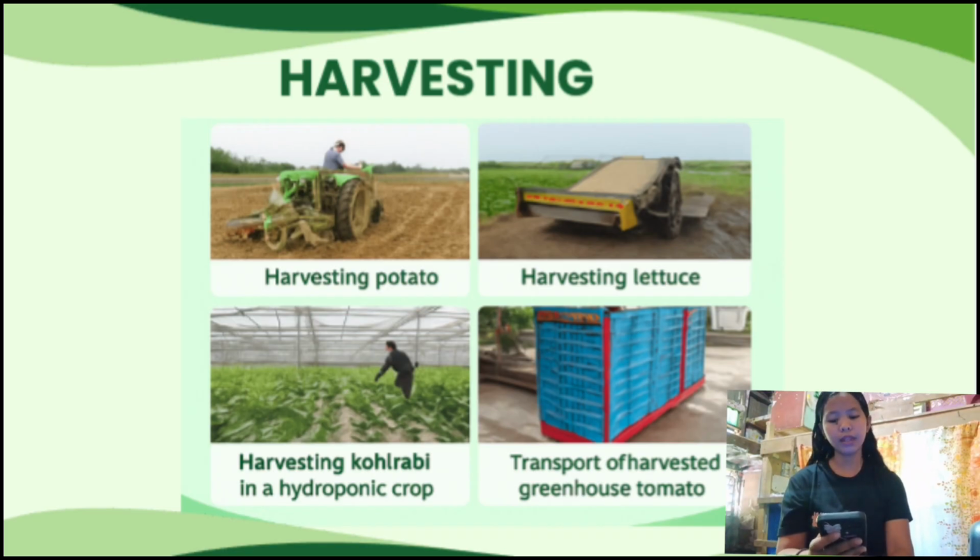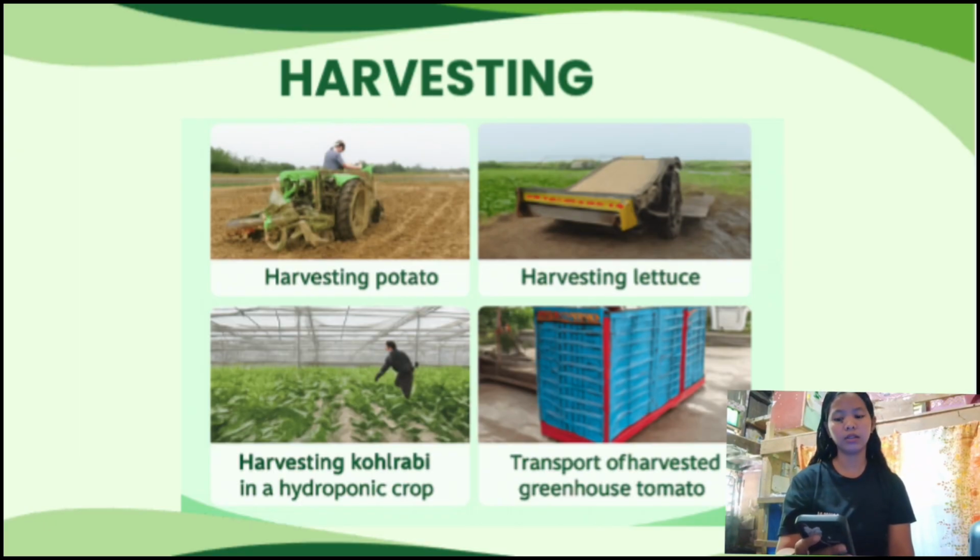So next is we have the harvesting of lettuce. Since lettuce is a leafy vegetable that can be damaged easily, it is usually harvested manually or with light equipment. We simply cut the plant at the base. It is important to handle it gently because it wilts and spoils very quickly.